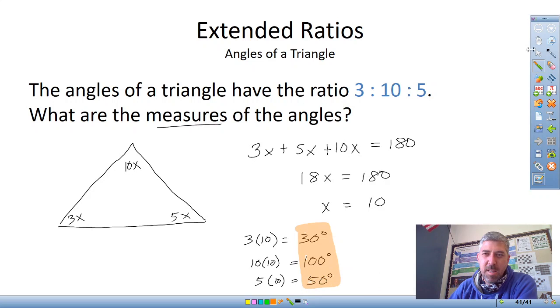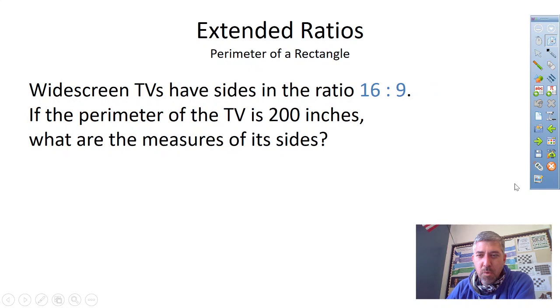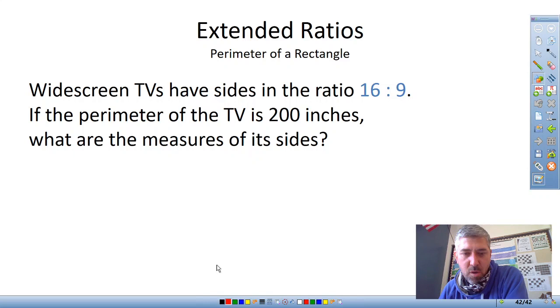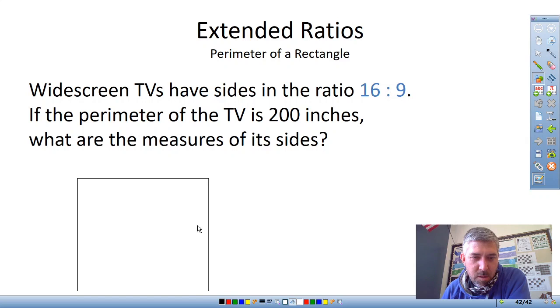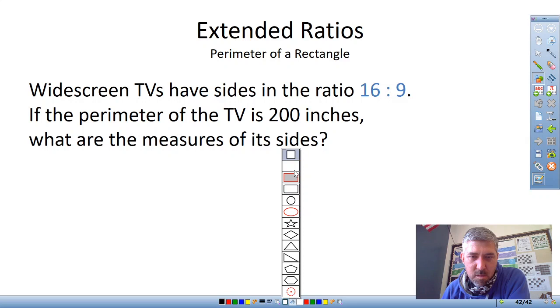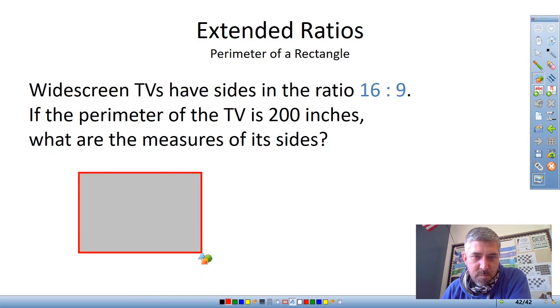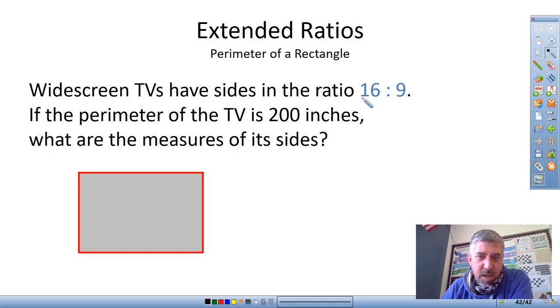All right, last bit. Perimeter of a rectangle. Okay, so we have a rectangle here. Let's draw one. There we go. Oh, that is a square. Okay. And it has sides in the ratio 16 to 9. What does that mean? It means that the top part is 16 parts long and the side part is 9 parts long, but we want to know how big is a part. So we say, okay, the top will be 16x, the side will be 9x.